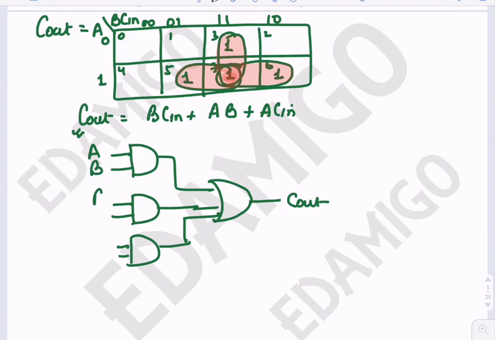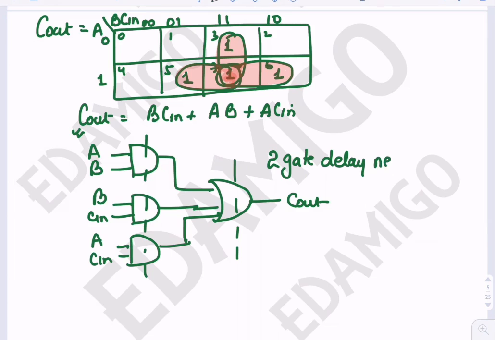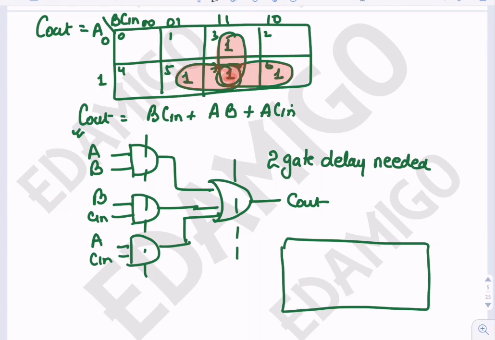So AB, BC in and AC in. So 2 level gates are needed here. Okay, so 2 gate delays are needed here. So if we have a full adder and in the question it is given that all the gates are available, there is no restriction, then the sum bit has 1 gate delay and the carry bit has 2 gate delays.